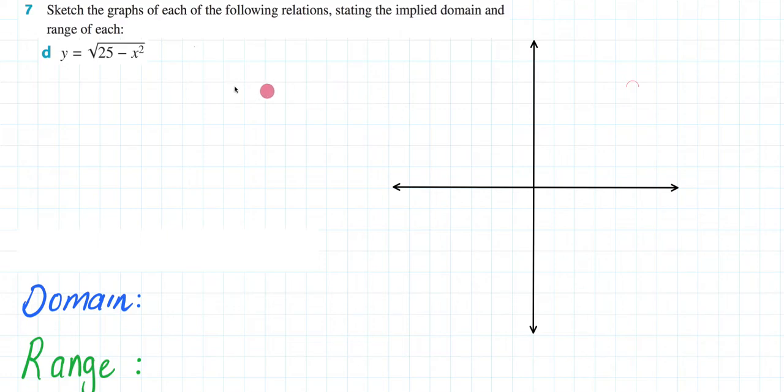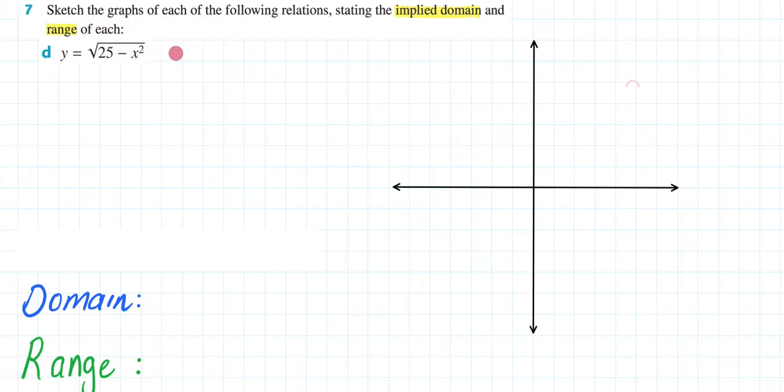So we're doing exercise 5b, and in this video I'm going to be answering question 7d, which tells us that we need to sketch the graphs of each of the following relations, stating the implied domain and range of each. So here we have y equals the square root of 25 minus x squared.